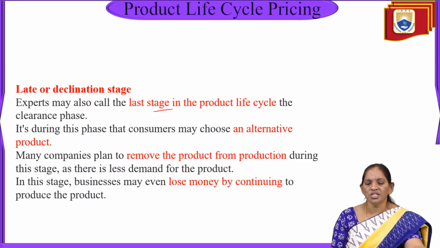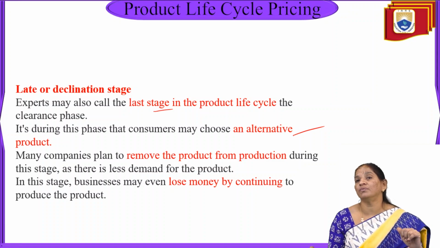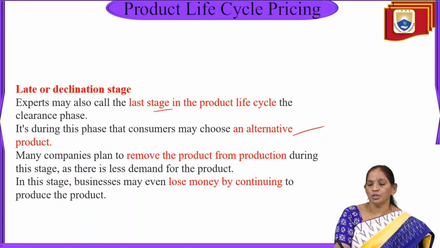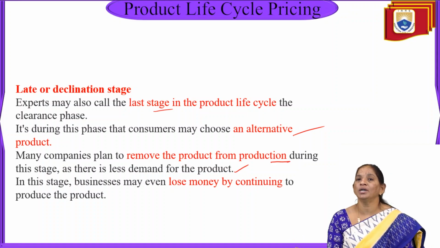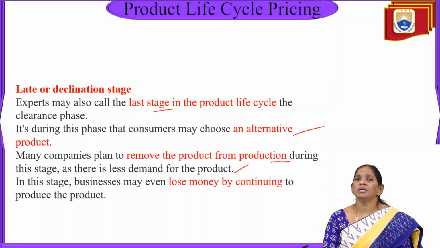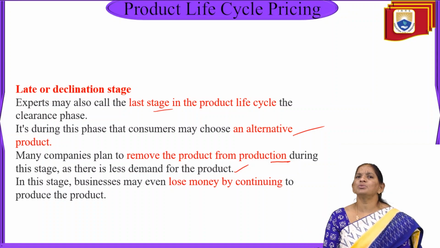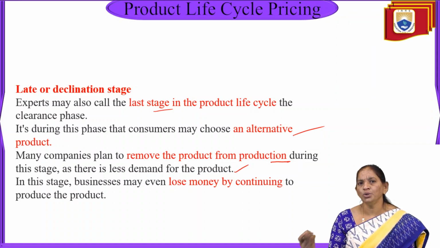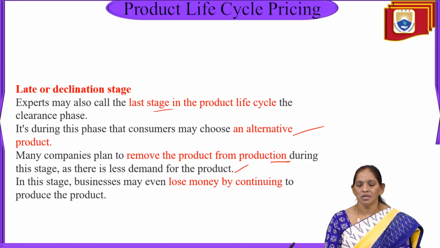In this stage, consumers choose an alternative. Once our sales are declining, consumers will go for an alternative. So many companies plan to remove the product from production during this stage, as they experience less demand for the product. Once we ourselves remove the product at the declination stage, we don't get more revenue. So it sells slowly, and some people don't want it. Why? Because competitors came with new features or new varieties. Then many producers want to remove it as the demand decreases.